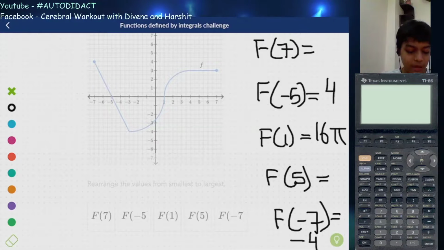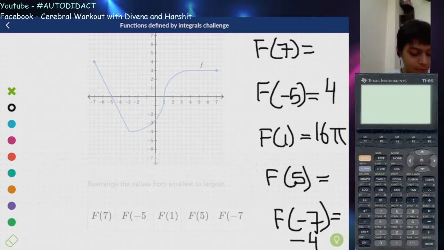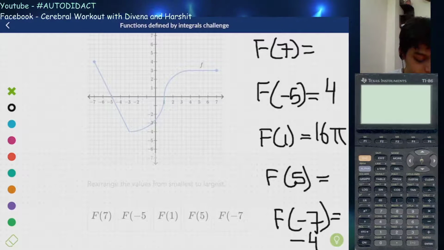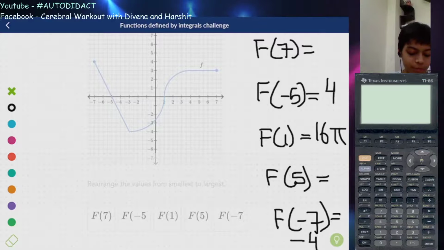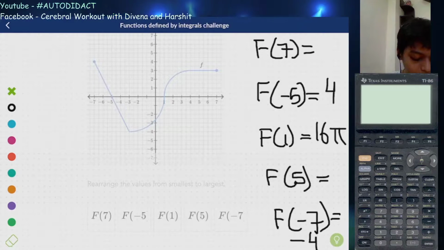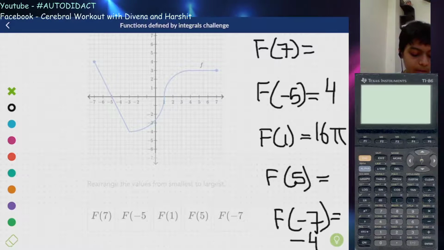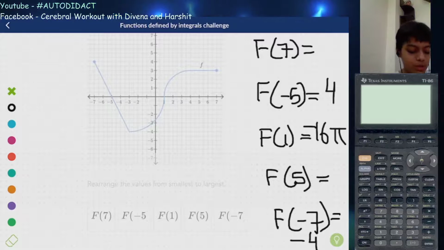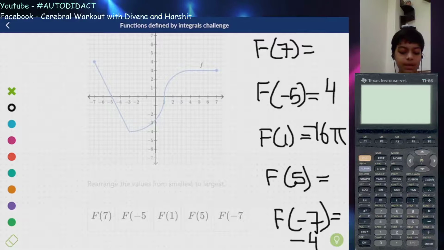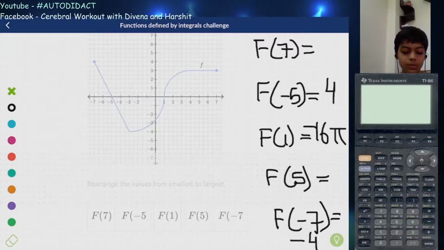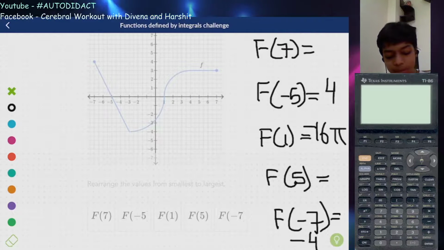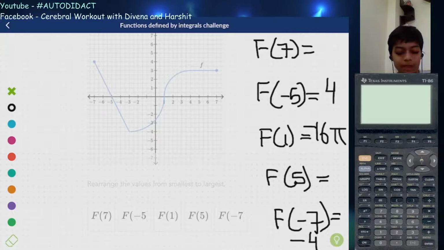And also we want to find out what f of 5 is equal to. Okay, so from negative 3 to 5, what is going to be equal to the area? From negative 3 to 1, we found out earlier it was 16 pi, and from 1 to 4, its radius is equal to 3, so 3 squared, 9 pi. This is going to be 9 pi, and this is going to be not positive 16 pi, this is going to be negative 16 pi. So 9 pi minus 16 pi is equal to negative 7 pi.